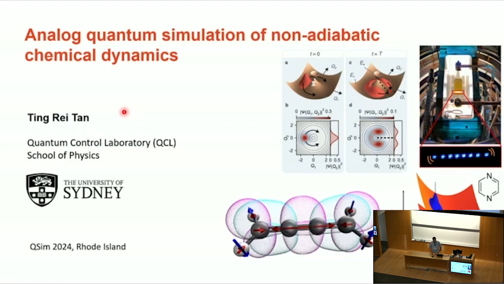The picture on the right-hand side shows our trapped ion system. Although this picture is showing 8 ions inside the system, for all the things that I'll be talking about today, we are only using a single ion to do all our simulations.